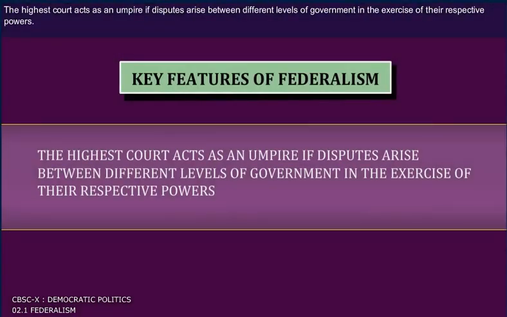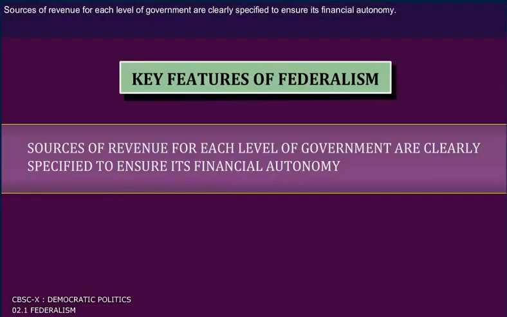The highest court acts as an umpire if disputes arise between different levels of government in the exercise of their respective powers. Sources of revenue for each level of government are clearly specified to ensure its financial autonomy.